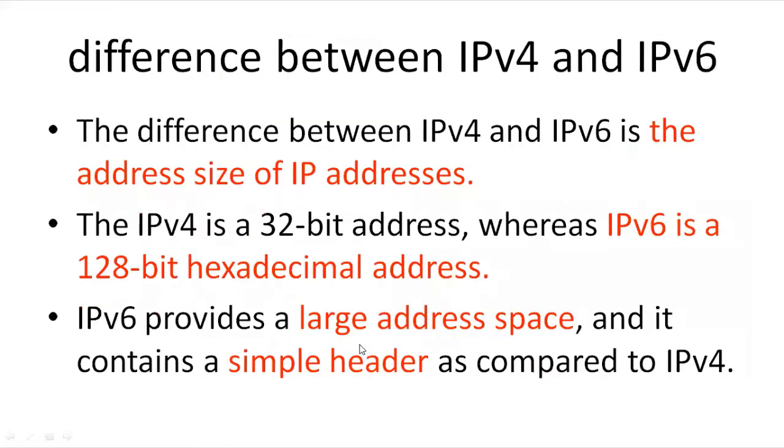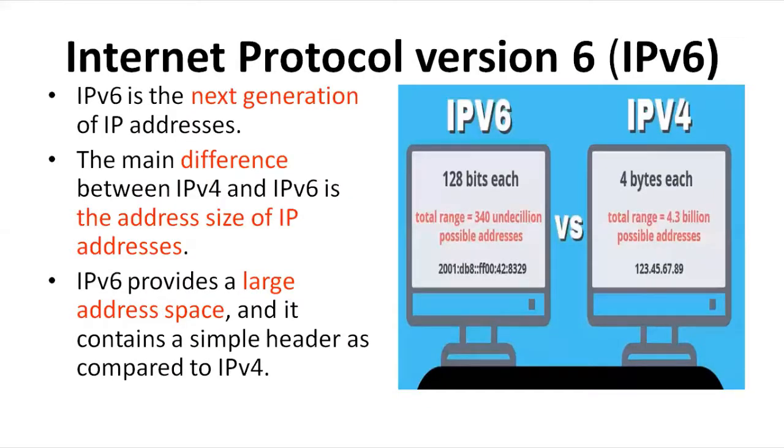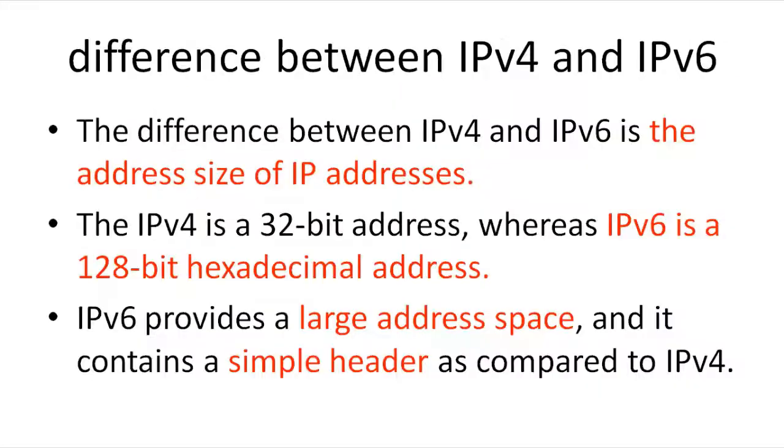Coming to the difference between IP version 4 and IP version 6, it is the address size of the IP addresses. See here, IP version 6 has 2 power 128 addresses, while IP version 4 has 2 power 32 addresses, that means 4 bytes. IP version 6 provides a large address space and contains a simple header compared to IP version 4.